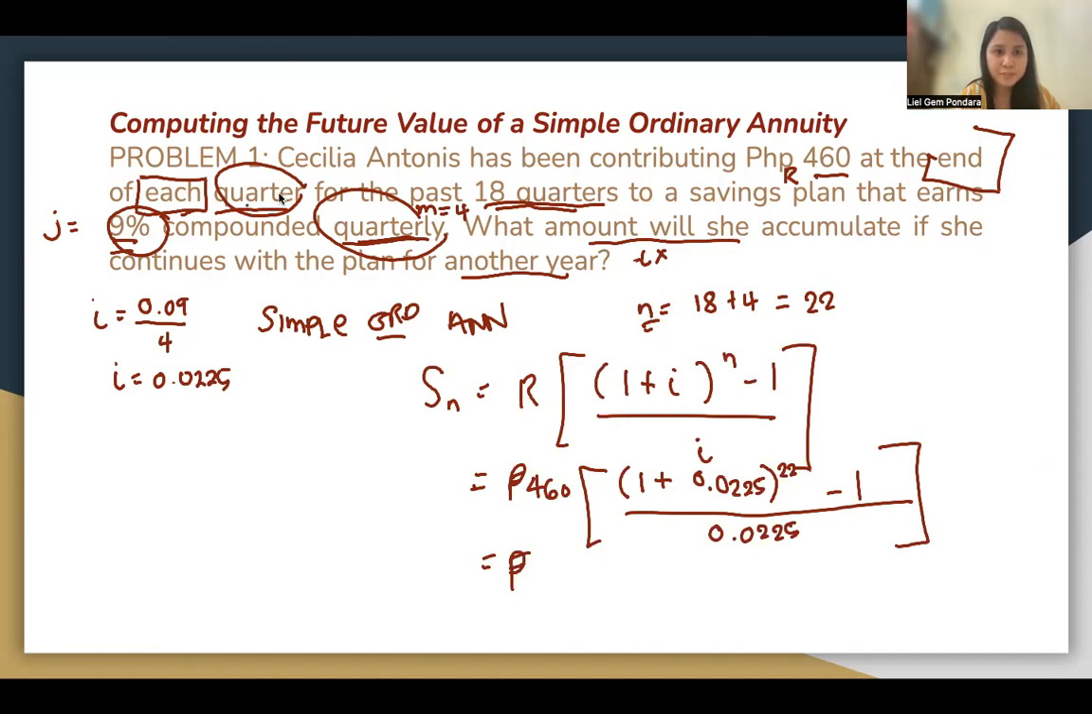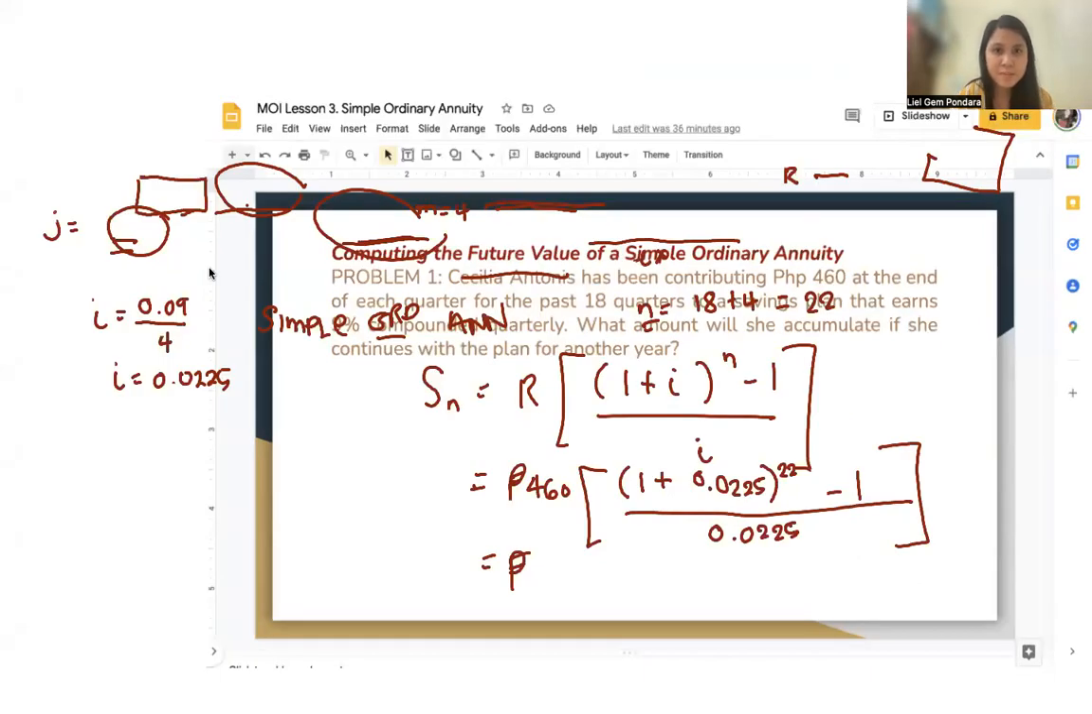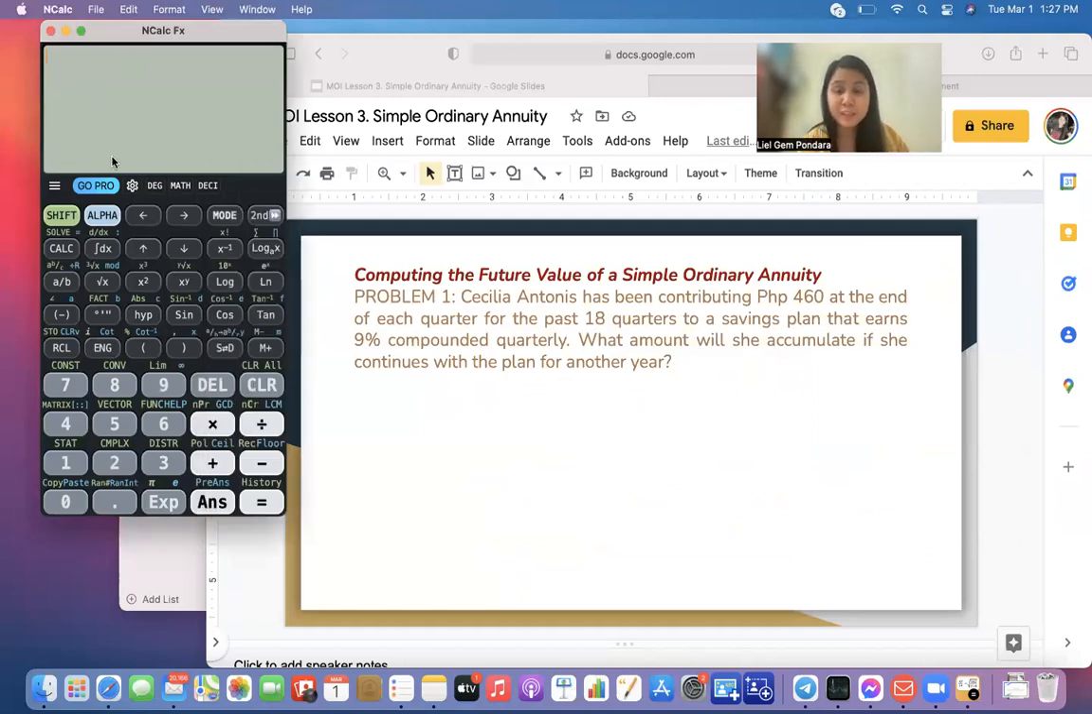Wait first. Let me share another. Can you see my calculator? No. What happened? Can you see my calculator here?